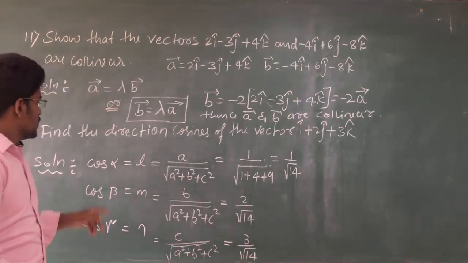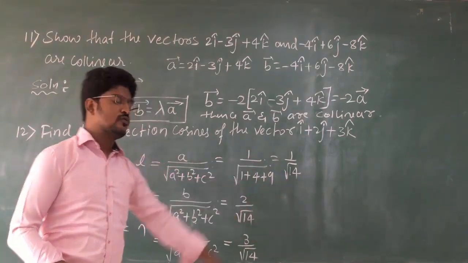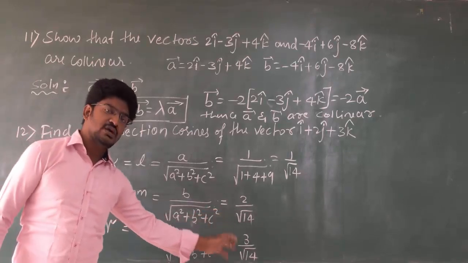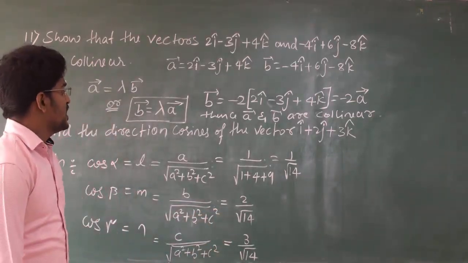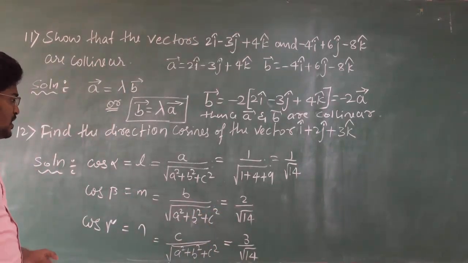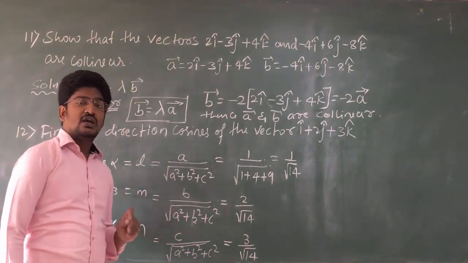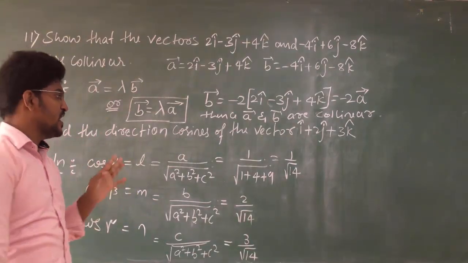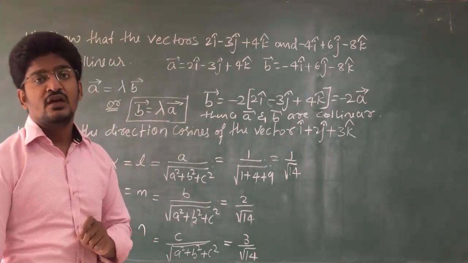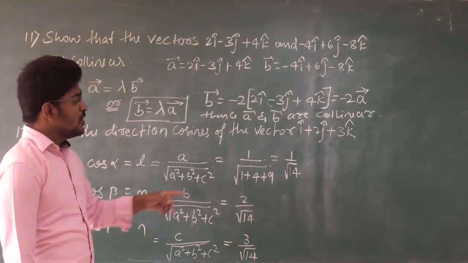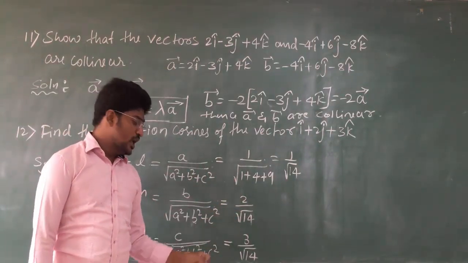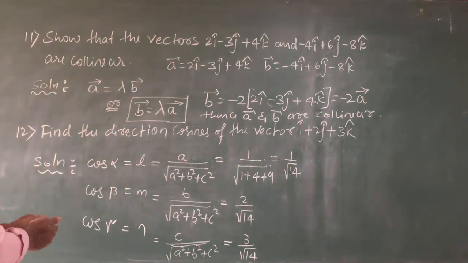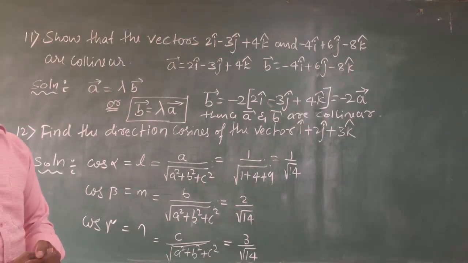Clear? So cos alpha, l, is equal to 1 by root 14, cos beta is equal to 2 by root 14, cos gamma is equal to 3 by root 14. They are the direction cosines. Clear? a, b, c are direction ratios. Remember that also. Direction ratios are 1, 2, 3. Direction cosines are 1 by root 14, 2 by root 14 and 3 by root 14. Clear? Okay. Let us go to problem number 13.